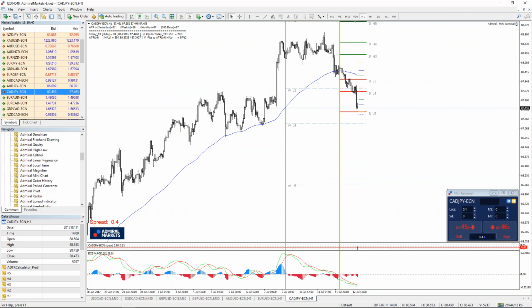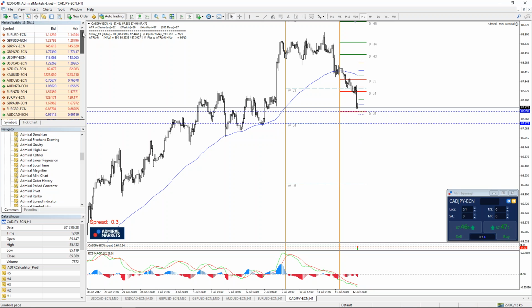Okay, CAD yen is going down, but be careful. This is a support zone. So Calvin, this could actually be your TP around this level. Here you see it's very close to daily L5, ATR projection low, and here you see weekly L5. So if you want to take profit, pay attention to this zone here.